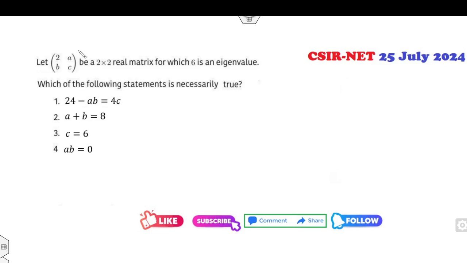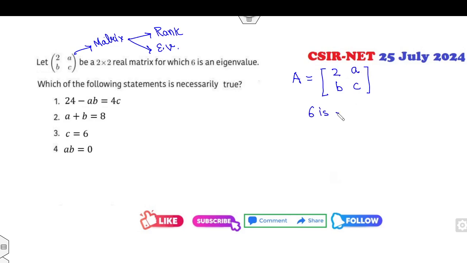Okay, look at this another one. Again, you can see the matrix is given to you. So you can solve this problem either with the help of the rank or with the help of the eigenvalues. What is given to you? The matrix is 2, B, A, C, in which 6 is an eigenvalue. Which of the following is necessarily true? Very simple. Firstly, how is 6 an eigenvalue? If I choose these numbers, is it okay? Then the eigenvalues are 2 and 6.